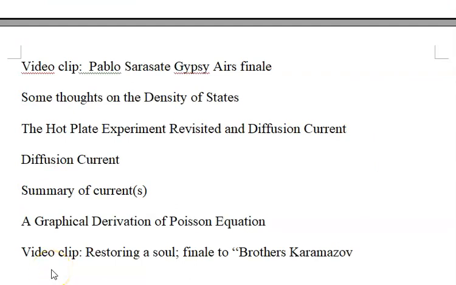I call this Restoring a Soul, and it's the finale to the really marvelous movie Brothers Karamazov. The book Brothers Karamazov, which is one of my favorite novels, ends with the wonderful Sermon on the Stone, and I just implore you to get the book. It's pretty long, about 600 pages, but if you're going to read any part of the book, just read the last 2 or 3 pages, the Sermon on the Stone. It is just overwhelmingly powerful.